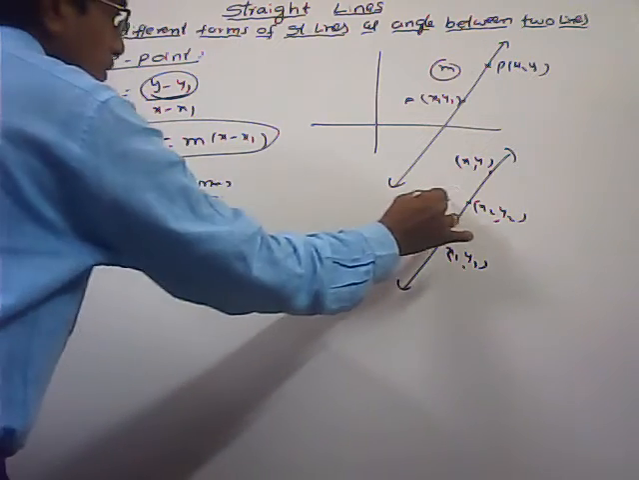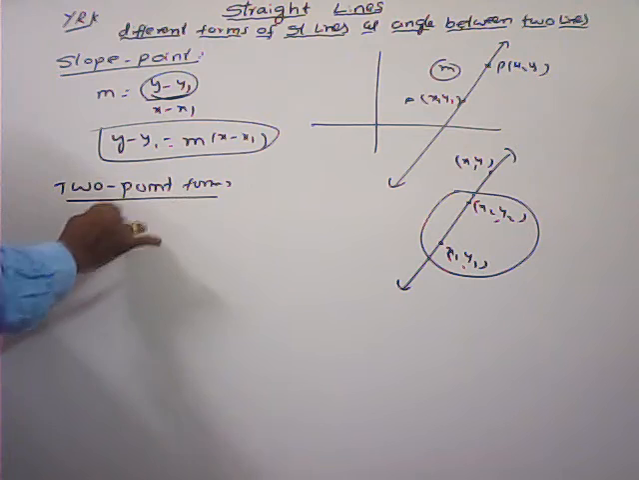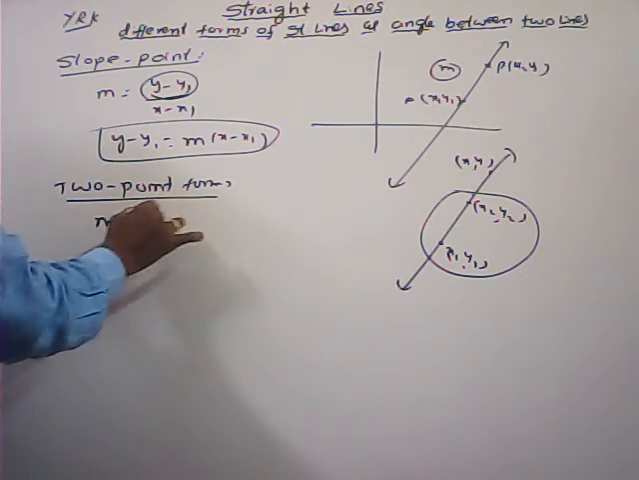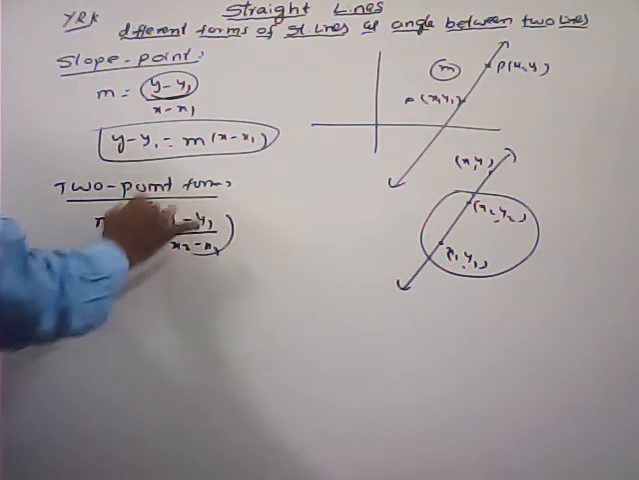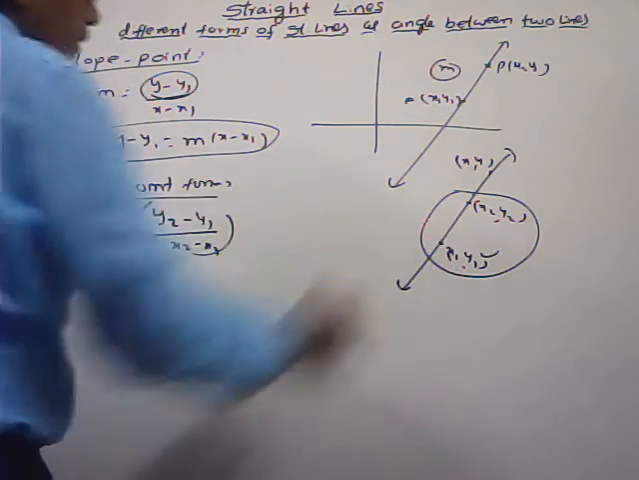Now, what is the slope of a line that passes through these 2 points? m is equal to, you can take any 2 points. What is the slope of a line that passes through the 2 points? (y2 minus y1) by (x2 minus x1). This is the slope. But here you can take any one of the points.